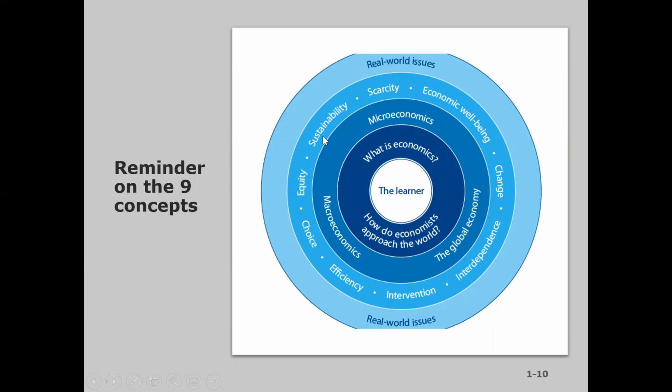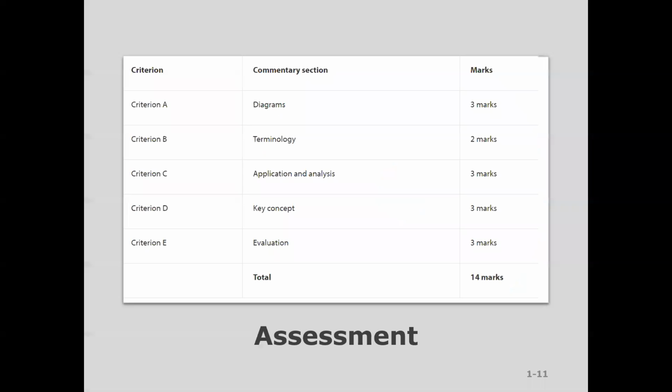Make sure you have these concepts included. Interdependence, which for higher level we just talked about with oligopolies. Intervention, government intervening to improve equity and so on. Sustainability, scarcity, economic well-being, choice, efficiency, etc. So make sure you state in each of your articles, the article that you pick, which one of these you're going to talk about. And yeah, that's that one.